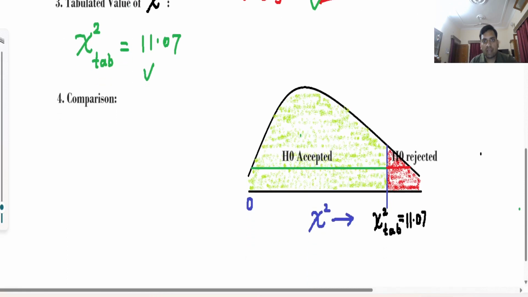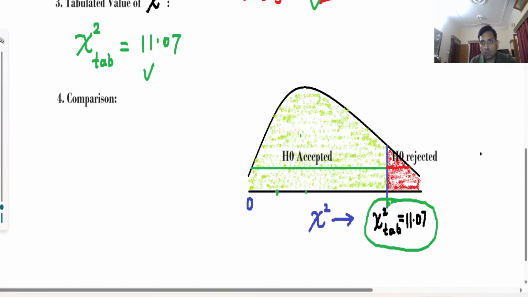So we will draw this diagram. First we will locate the chi-square tabulated value in the diagram. From the right hand side of the graph, we will put a line, this blue line, and for this blue line we will put the chi-square tabulated value, that is 11.07. As this graph starts from 0, this location is 0, this is maybe 1, this may be 2. In that way, the value of chi-square is increasing.